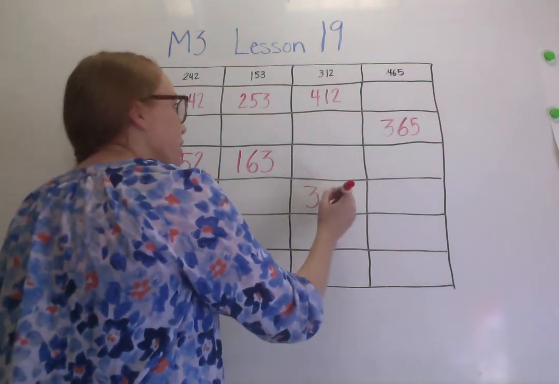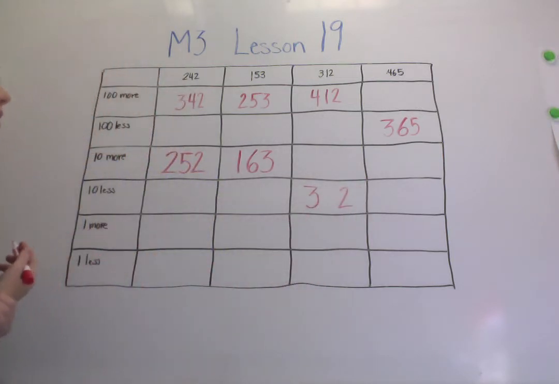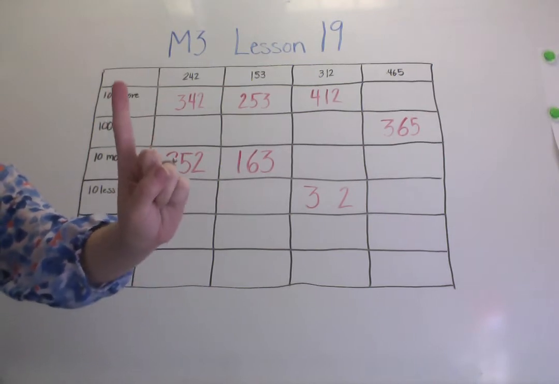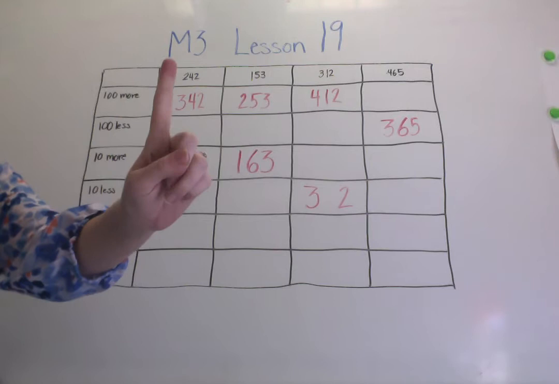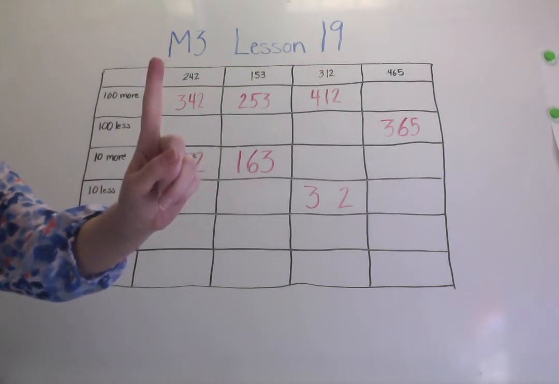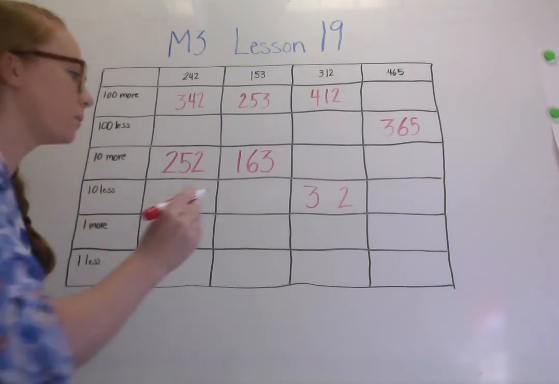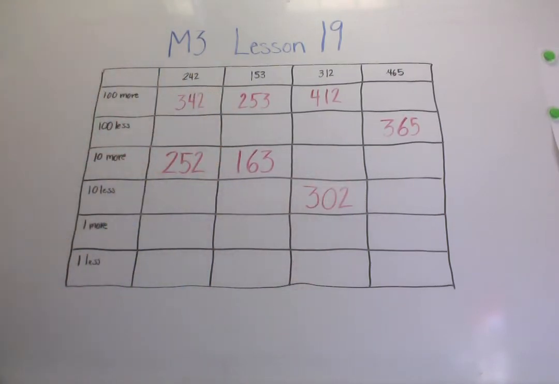I'm going to bring down my hundreds. I'm going to bring down my ones. Now, my tens place is changing. I have a 1 in my tens place. It says 10 less. So I'm losing a number. I have a 1 right now, but it's telling me I got to lose 1. Wow, my answer is going to be 0. 302 would be my answer there.